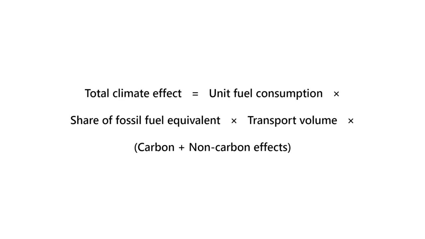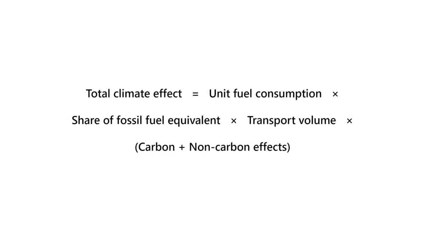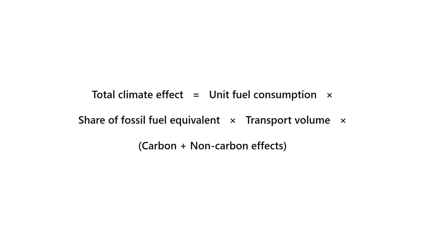Now, here is the key insight. This equation shows that there are multiple pathways to reduce the climate impact of transport. Improve efficiency, change fuels, reduce demand, reduce non-carbon effects. And because there are many pathways, we cannot know in advance which one will turn out to be the most cost-effective. Technological development is uncertain. The future, innovation, is unpredictable.